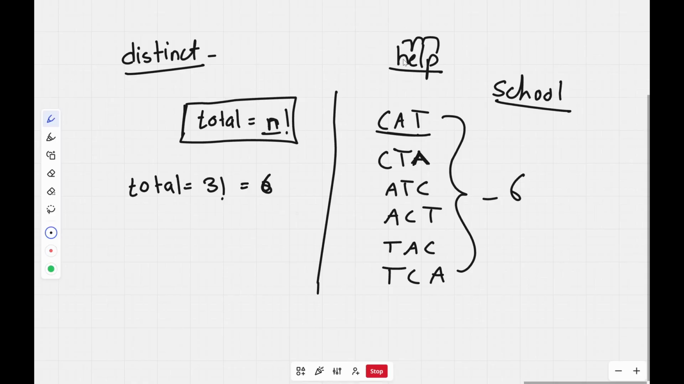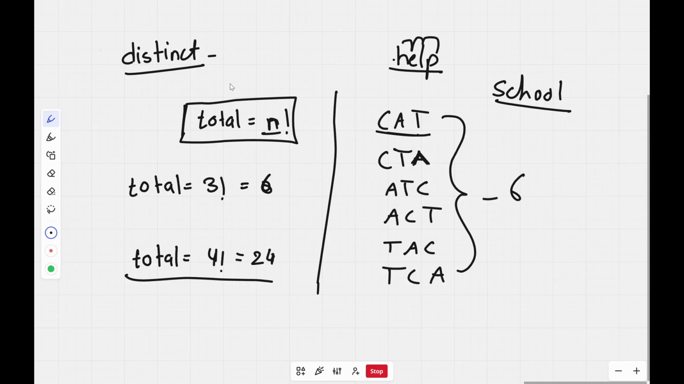Now, the same example of help. If we solve help, we get total equal to 4 factorial, which is equal to 24. If I had actually calculated them, I would also have gotten 24. But actually calculating 24 arrangements is way harder than 6. And why should we calculate when we have a simpler formula to calculate them? All right. So this was about distinct letter word arrangements.